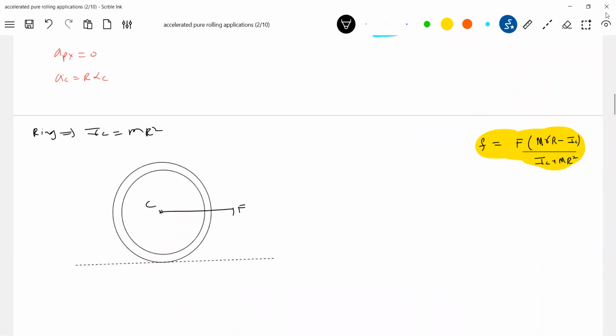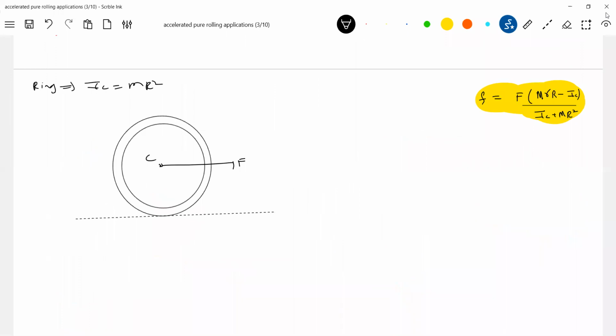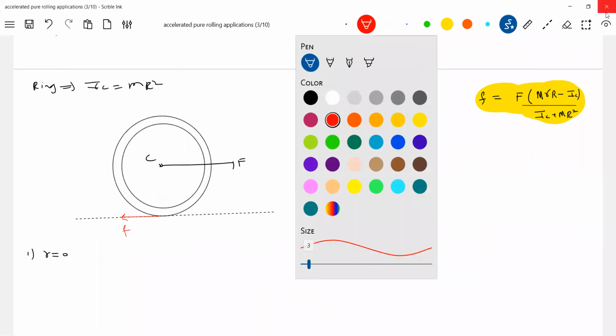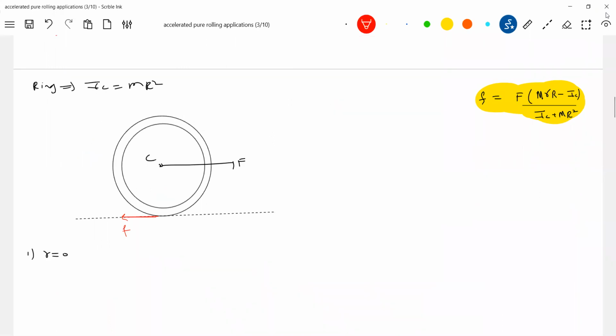Okay, what is small r here? The first case, small r is 0. Then put small r equal to 0. Then what do we get? F will become negative, no? F negative means what? The friction will act backward. Able to make it out? And the center of mass will accelerate like this, as usual. This is the first condition, for r equal to 0.